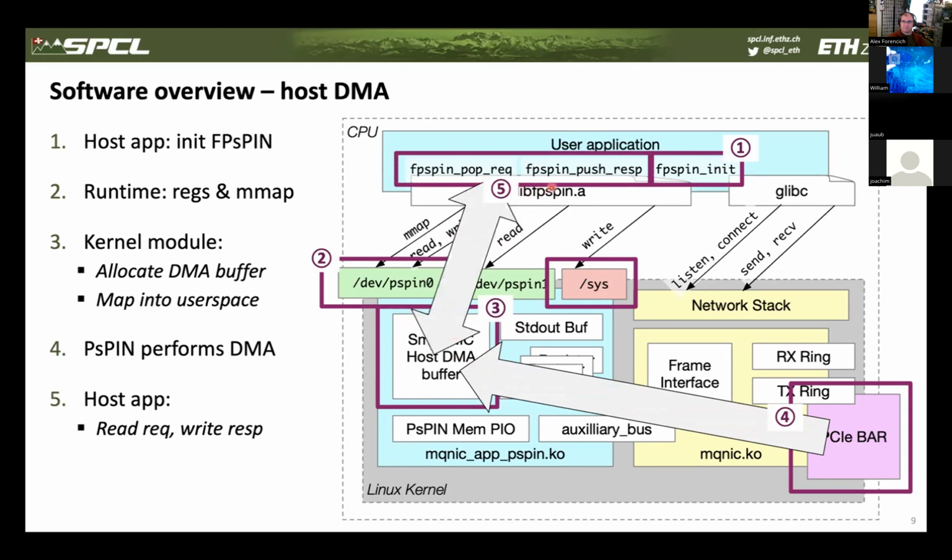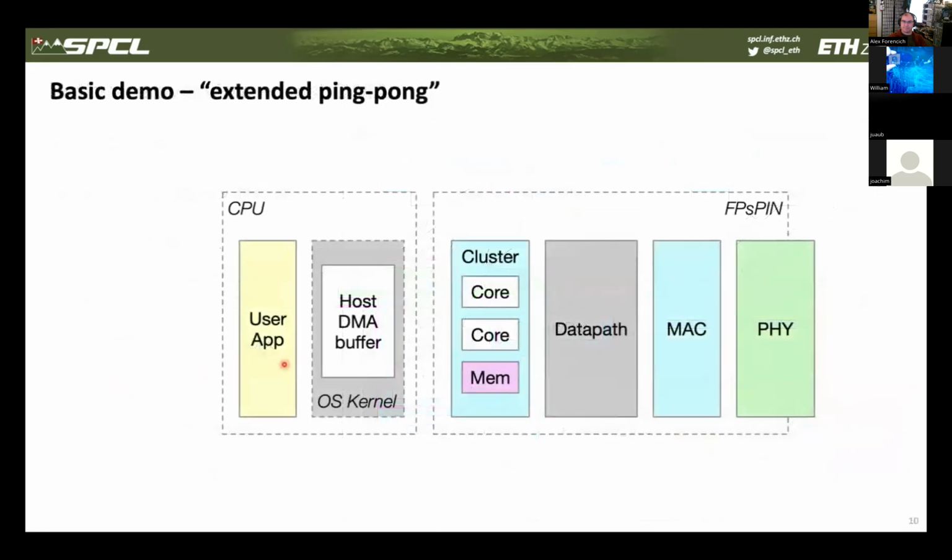So it then calls this push pop request and push response to say that, okay, I handled this request from the NIC, and we finish processing this packet, we can go back to step number 4, where the pSpin is going to do another DMA request.